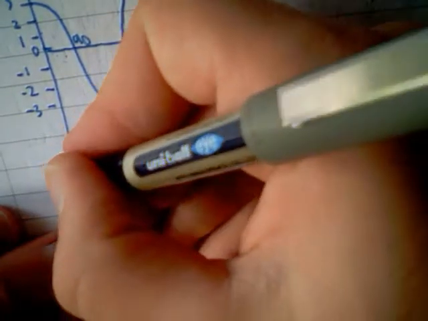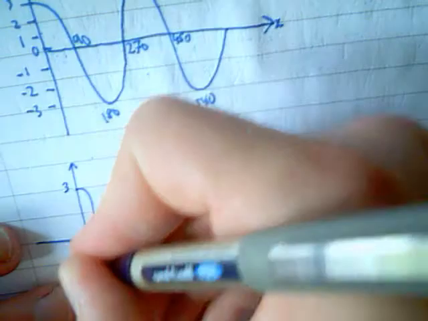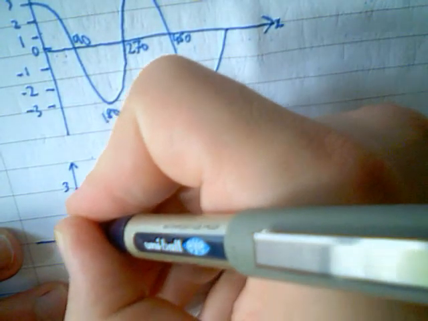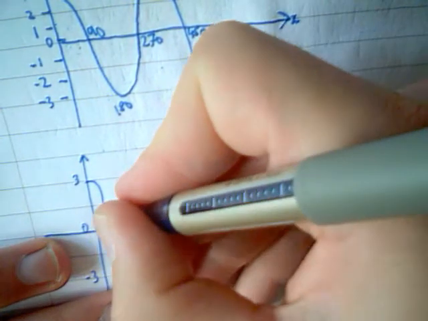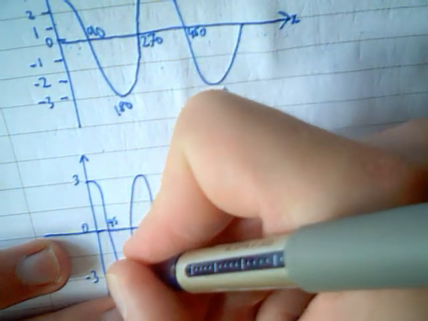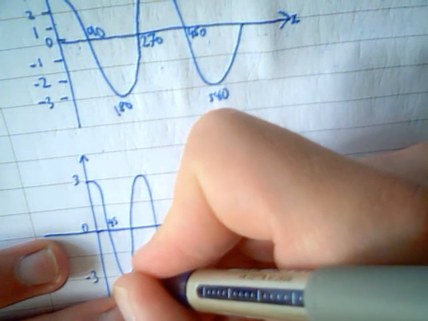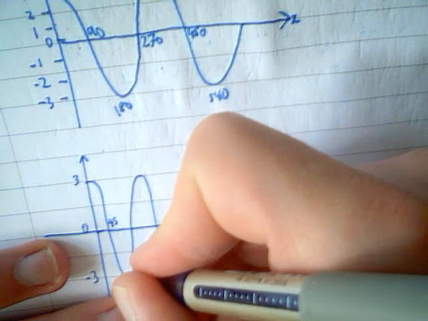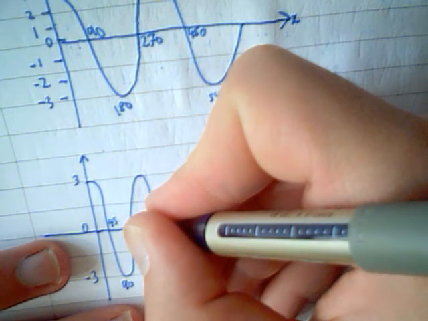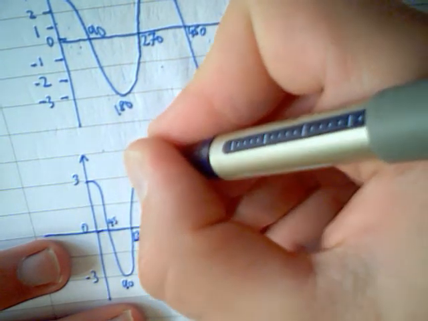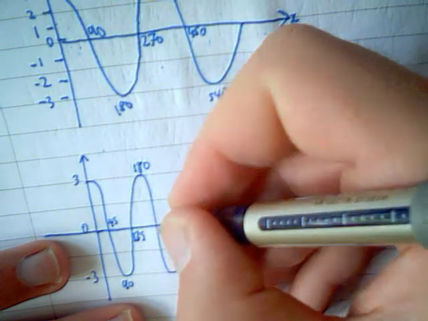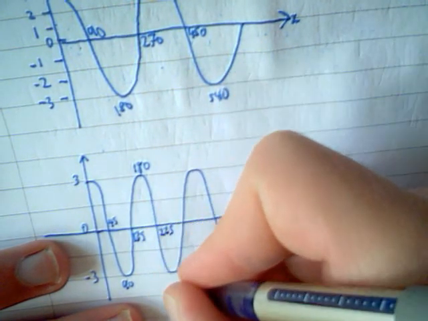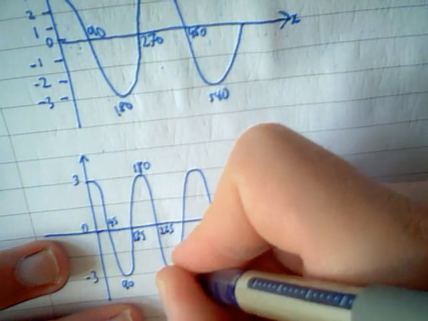Okay, so this is then going to be 3 and minus 3. This is then going to be 0. But then if you think about it, this isn't going to happen at 90, it's going to happen at 45. This here isn't going to happen at 180, it's going to happen at 180 divided by 2, which is 90. This isn't going to happen at 270, it's going to happen at 135. This is going to happen then at 180. This is then, it's not going to happen at 450, it's going to happen at 225. 540 is going to happen at 270.